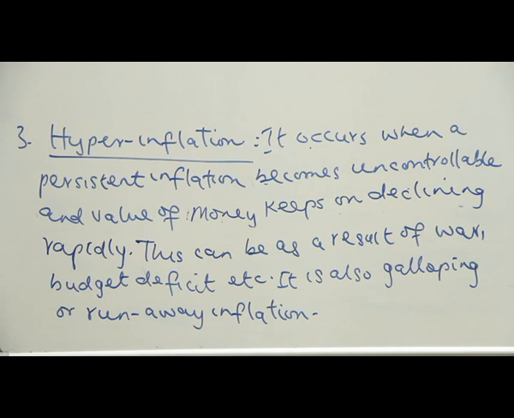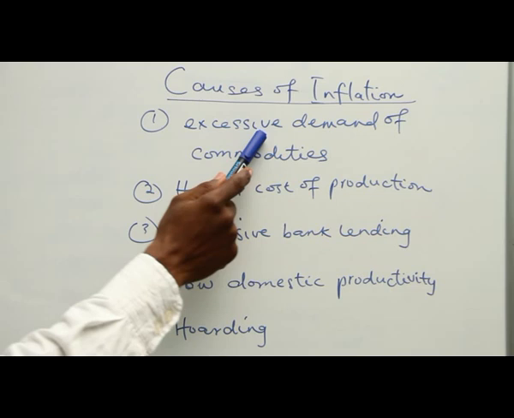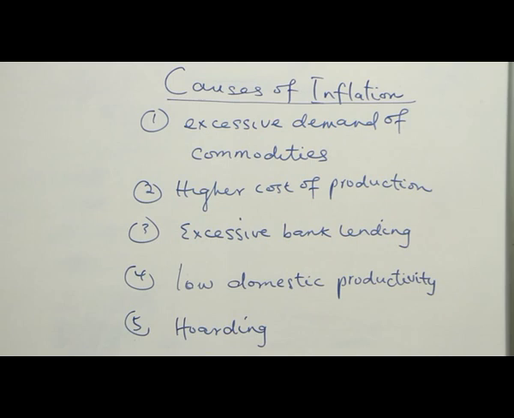Let us look at causes of inflation. There are many causes, but we are going to look at few here. The first one, excessive demand of commodities. If in an economy, demand is greater than supply, then we are going to have excess demand. So as a result of that, there will be an increase in prices of goods and services. So we'll now be talking about inflation at the aggregate level. Because of what? Excessive demand of commodity.